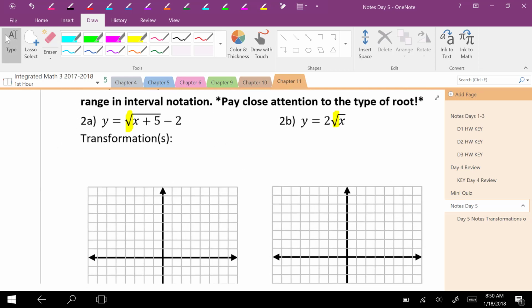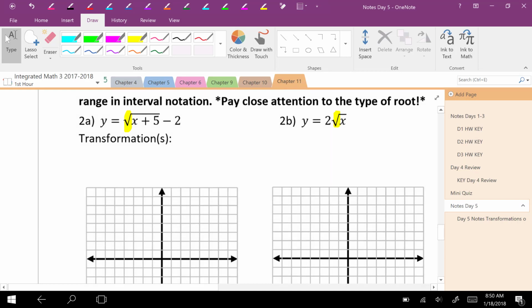So let's talk about this one. Now, when we did quadratics, or if you look on the first page, if it was inside the parentheses, which you can kind of treat the radical like it was in parentheses, the inside moved left, right, the outside moved up, down. So what are we doing in this situation? Good, left 5, down 2. Awesome. So guess what we're going to do is we're going to plot exactly what we just said, because that's going to be our vertex point in this situation.